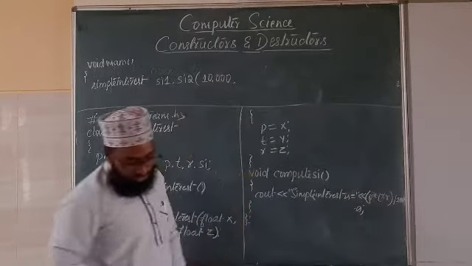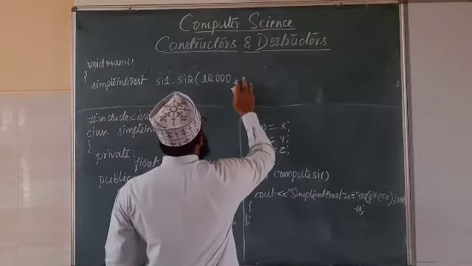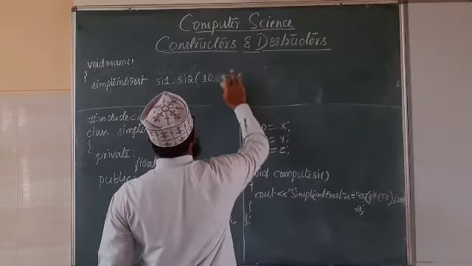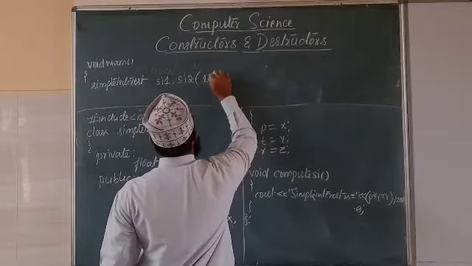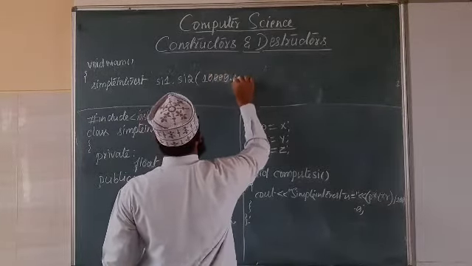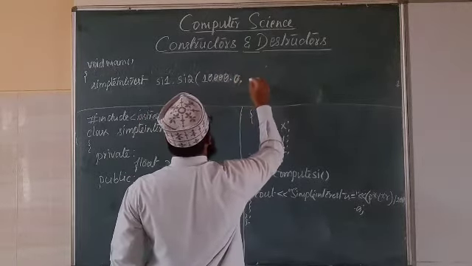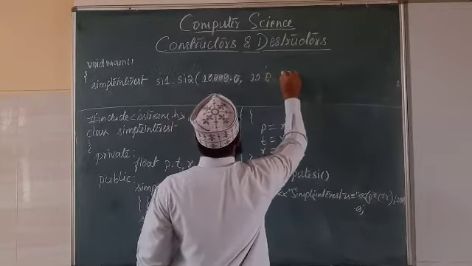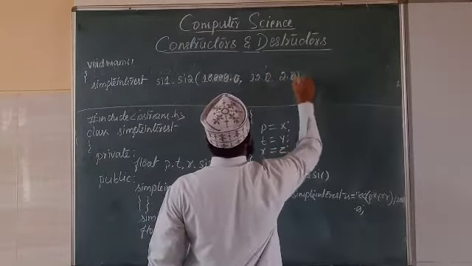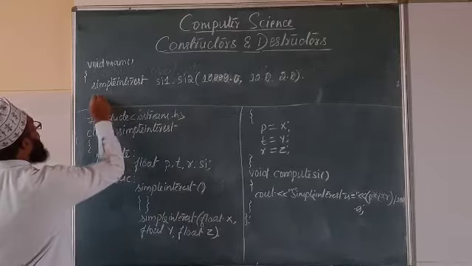10,000. I think we need to give a point here. Yeah. 10,000. Don't give a point here. 10,000, then 0.0. After that, comma, leave space, then 12.0, leave space, then 2.0. Then this is for SI1, then do it for SI2.